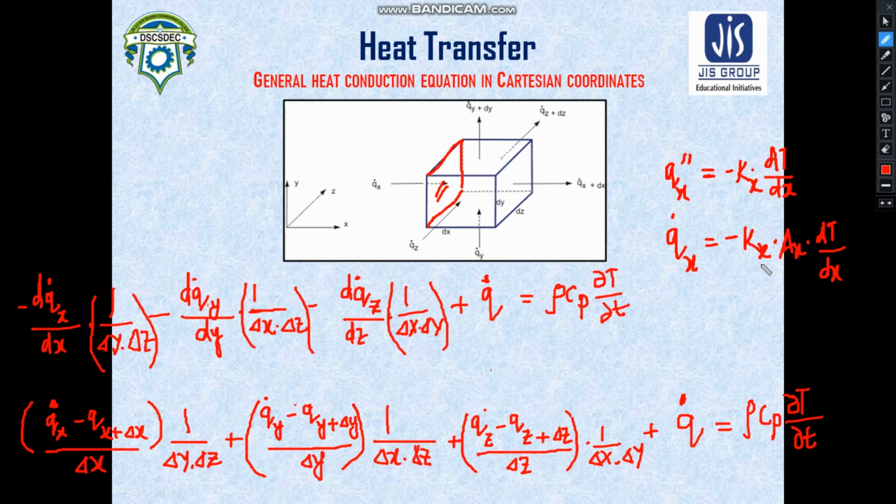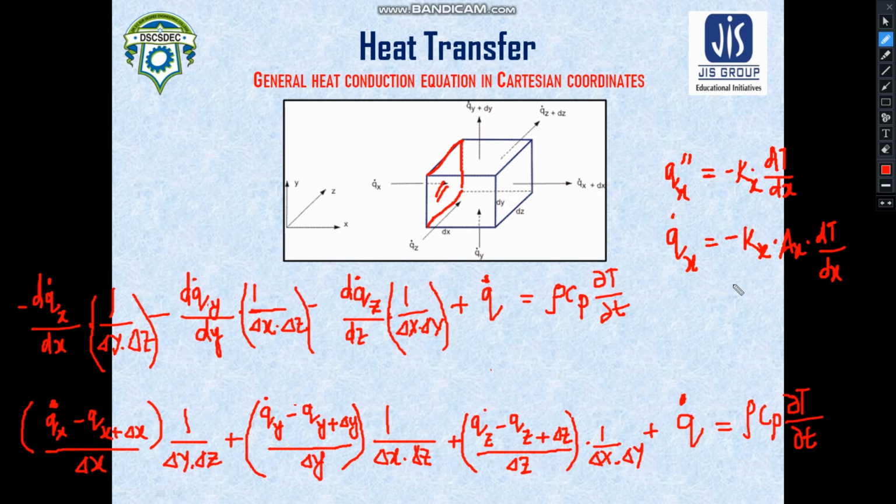Okay, and you will see later on that we'll be assuming this general heat conduction equation for an isotropic and homogeneous material, where this kx, that means the thermal conductivity along the x direction, and the thermal conductivities along y and z directions are taken as the same. So this is true for an isotropic and homogeneous material.